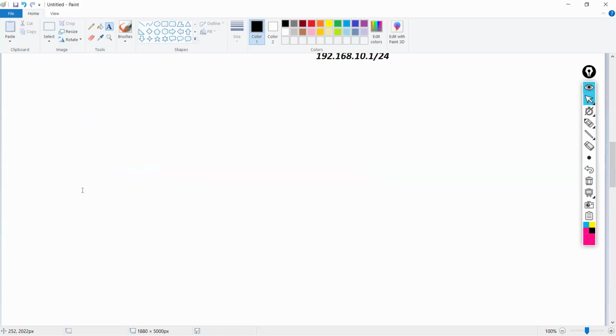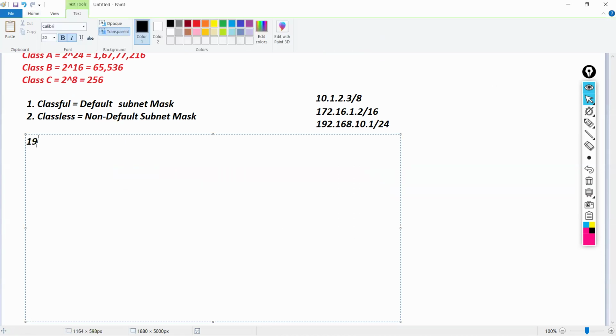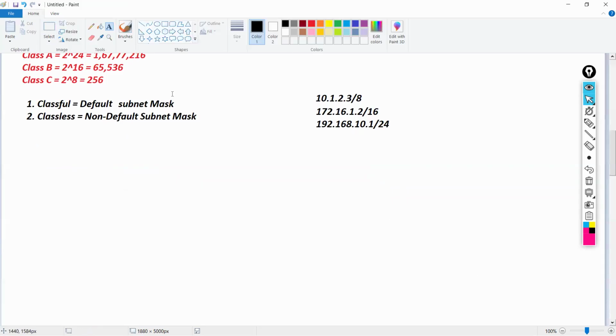Noted? Now, let's say the first thing is given to you, like one IP address is given, or just take the example of this IP address itself. This is given to you. Now, based on this IP address, we have to find the network ID and broadcast address. So can you tell me?